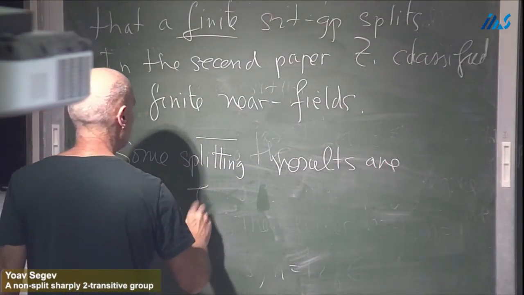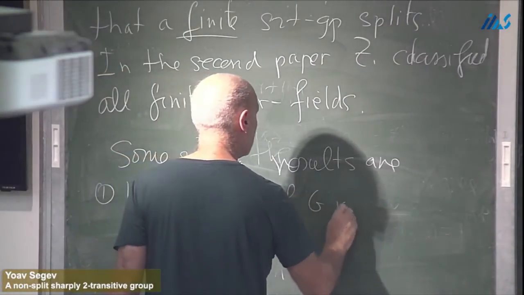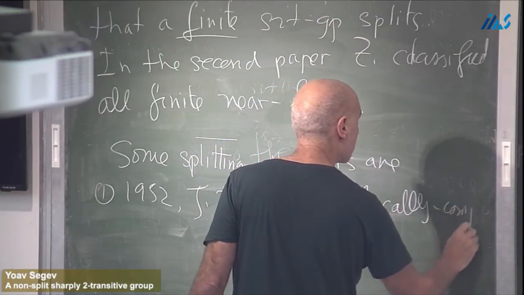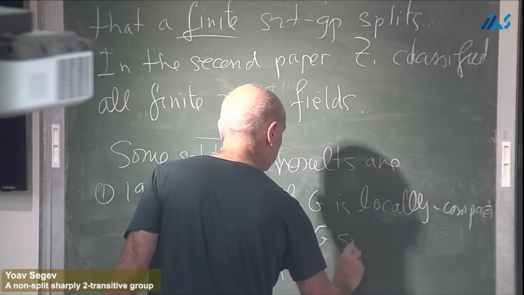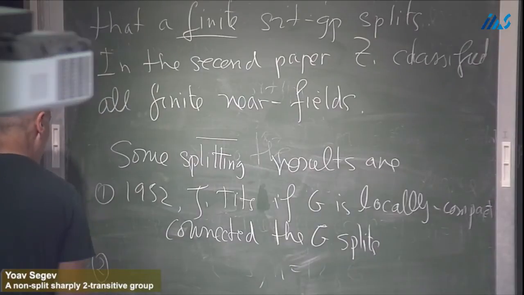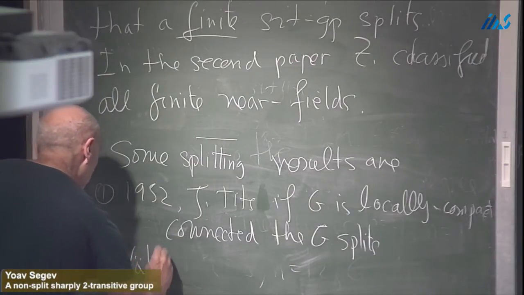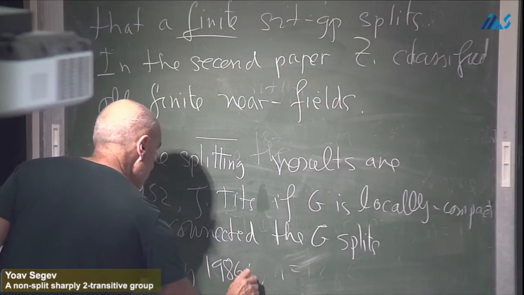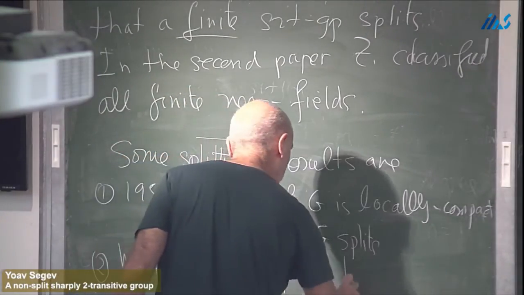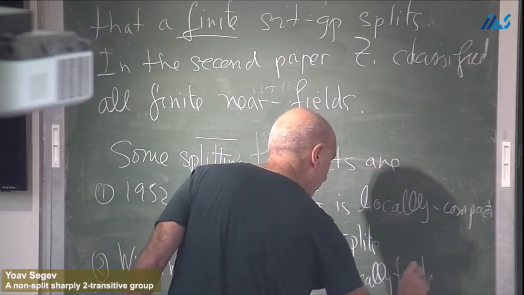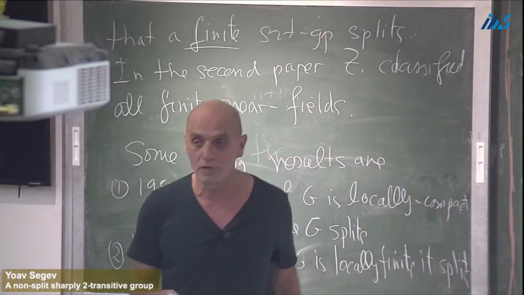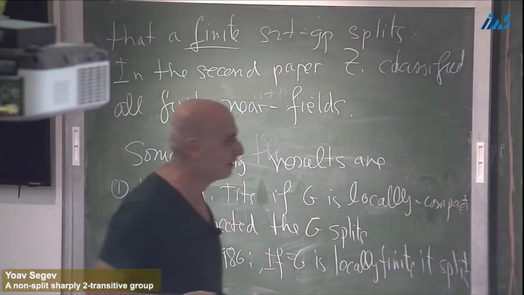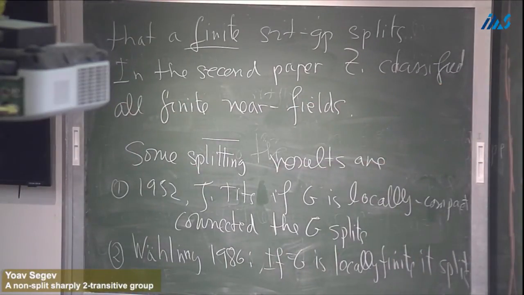in 1952, Jacques Tits proved that if G is locally compact, connected, then G splits. A mathematician by the name, I believe, Walling, I think it was 1986, proved that if G is locally finite, then it splits. Then there was a result of Glasner and Gulko, just recently.